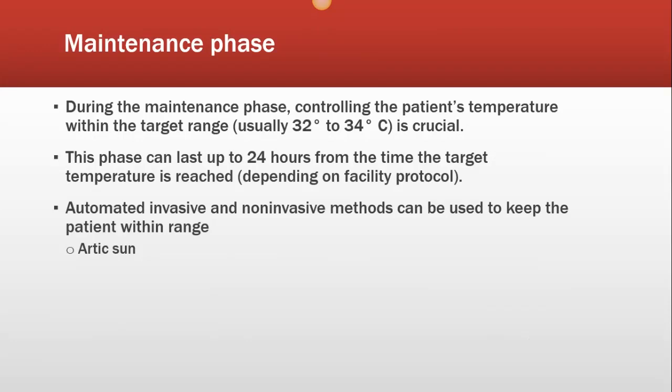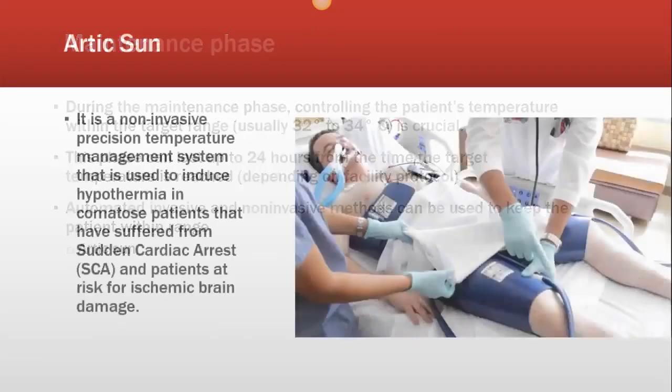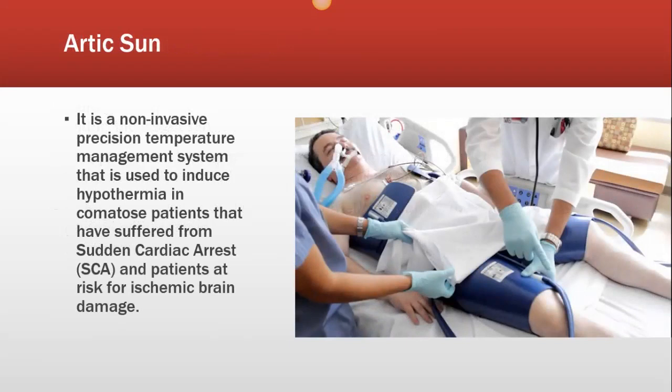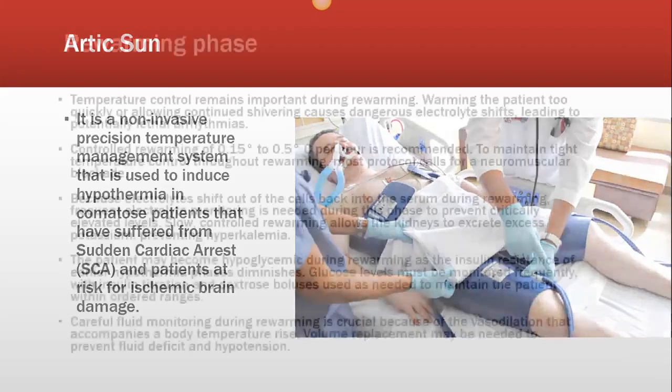Some of you may be working with the Arctic Sun in your clinical settings. You may see them putting these on patients. And this is an example of the Arctic Sun. It's a non-invasive temperature management system. We want to induce hypothermia in comatose patients that have suffered a cardiac arrest and patients at risk for ischemic brain damage. So we're going to sedate the patient, we're going to cool them, and the Arctic Sun is an example of what they may be using. I'm sure many of you have used these. I know even in the neuro ICU they use this as well to prevent ischemic brain damage.